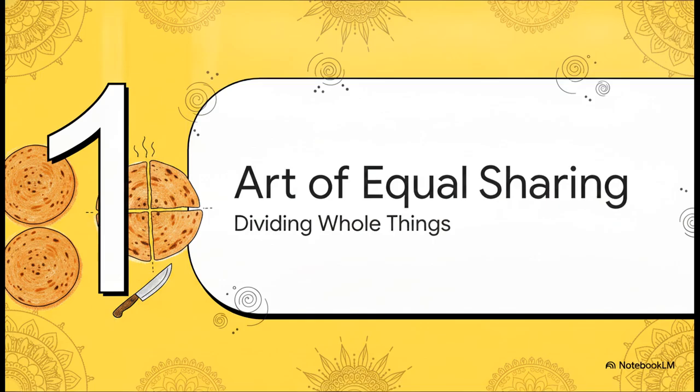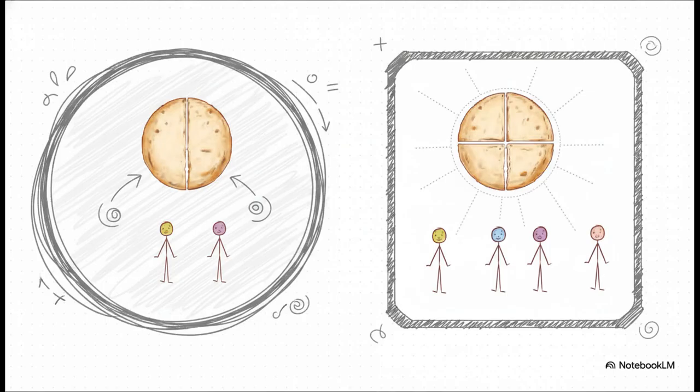All right, section 1, the art of equal sharing. Let's ground this math in the absolute most relatable scenario possible, which is sharing food. Specifically, sharing rotis, or flatbread. And this brilliantly illustrates the core concept. Look at the left side here. We have one single roti being shared equally between 2 children. Naturally, each kid gets half a roti, right?